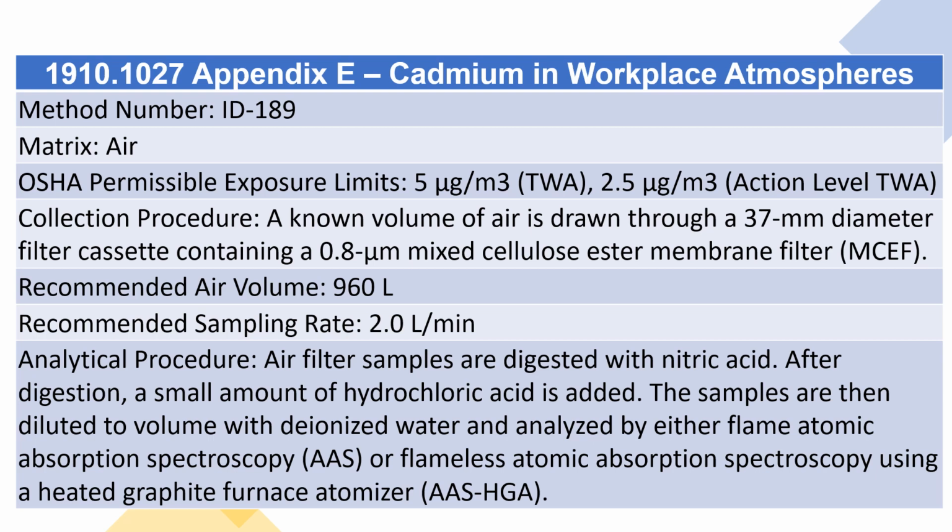Analytical procedure: air filter samples are digested with nitric acid. After digestion, a small amount of hydrochloric acid is added. The samples are then diluted to volume with deionized water and analyzed by either flame atomic absorption spectroscopy, AAS, or flameless atomic absorption spectroscopy using a heated graphite furnace atomizer, AAS-HGA.